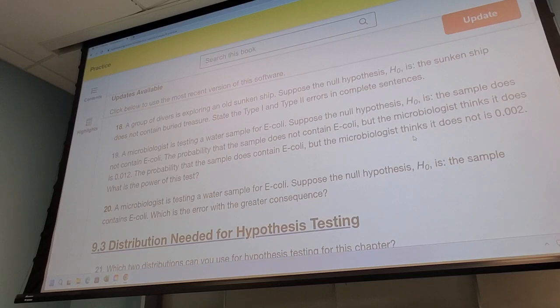Okay. All right, so the last kind of problem we have to look at is how do we do a hypothesis test about a percentage?